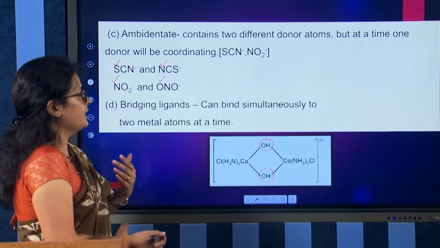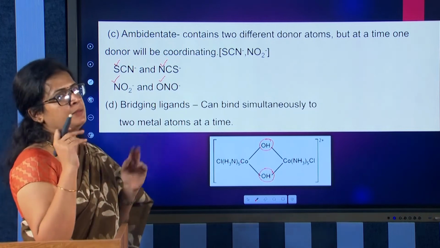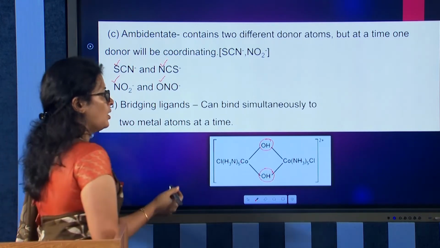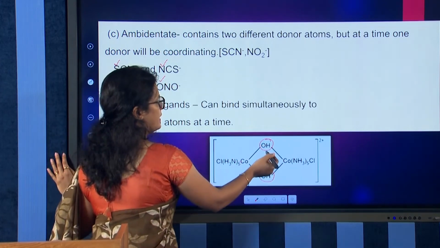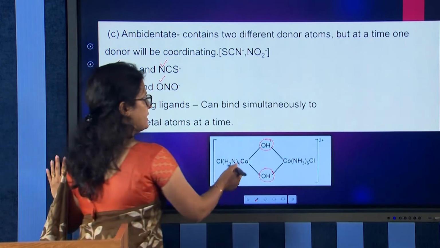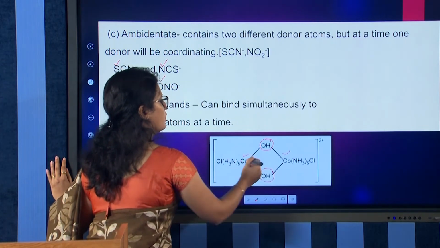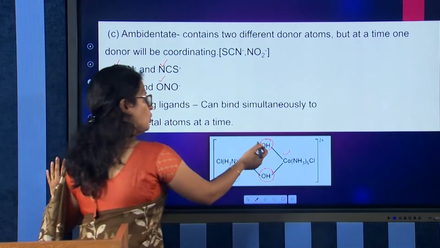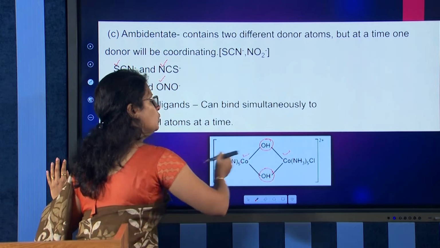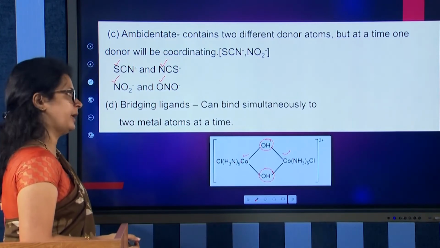In bridging ligands, they can simultaneously bind to two metal atoms at a time. This is an example of a bridged complex. In this complex, you have two ligands that form a bridge between the two metal ions. In this case, the metal ions are the same, cobalt here and cobalt here, but this OH, the hydroxo ligand, is forming a bridge between these two cobalt atoms. That is why it is called a bridging ligand.